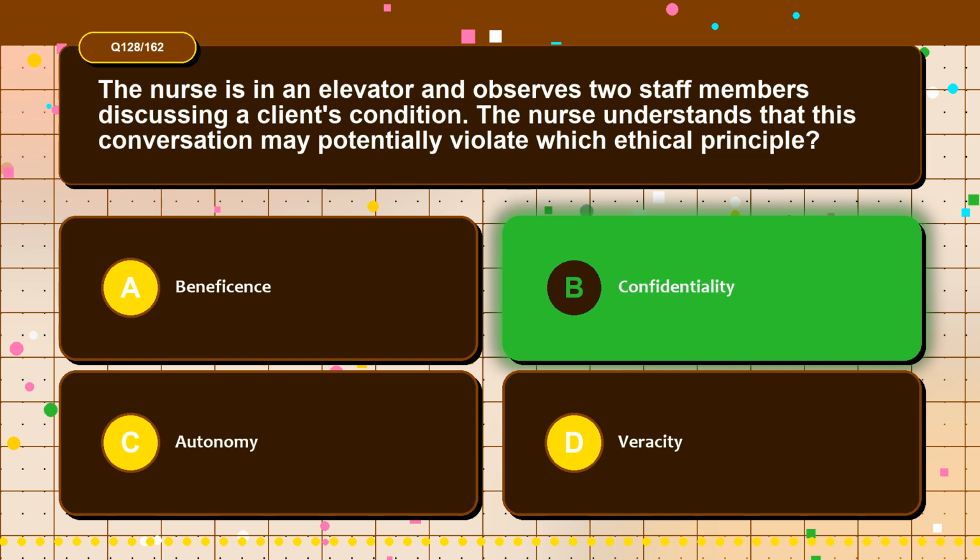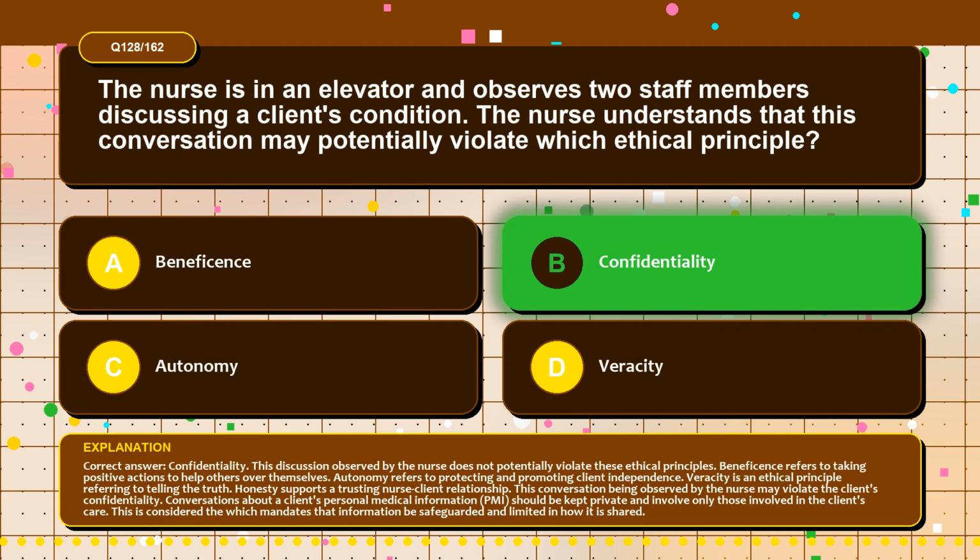The correct answer is option B. Confidentiality. Correct answer, confidentiality. This discussion observed by the nurse does not potentially violate these ethical principles.